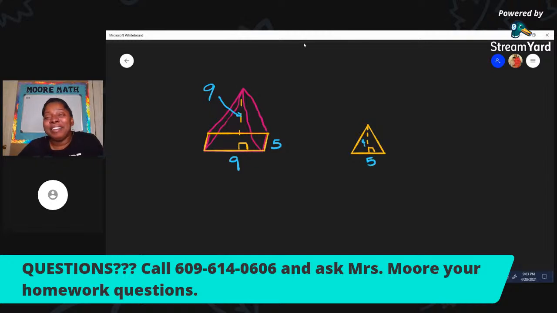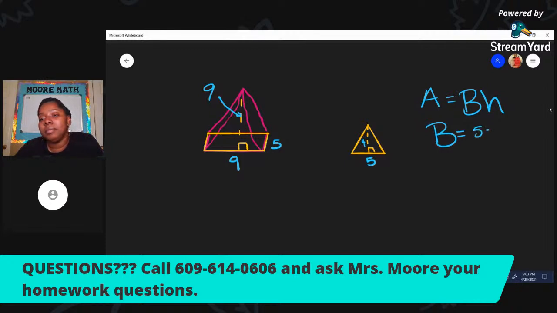Okay, so what would the area of the base be? Tell me. I would say 4 times 5. Mm-hmm. And then what?